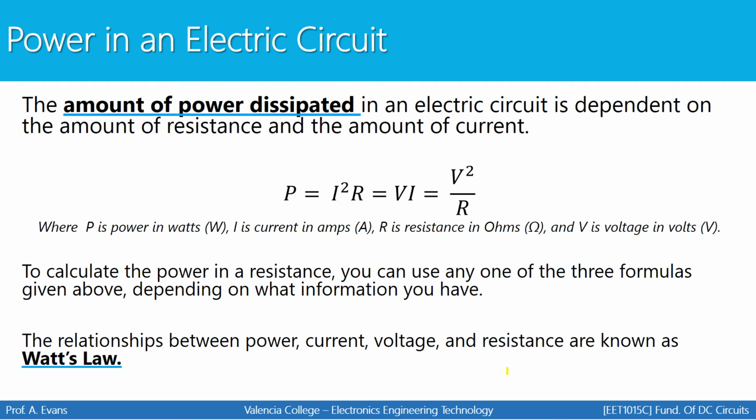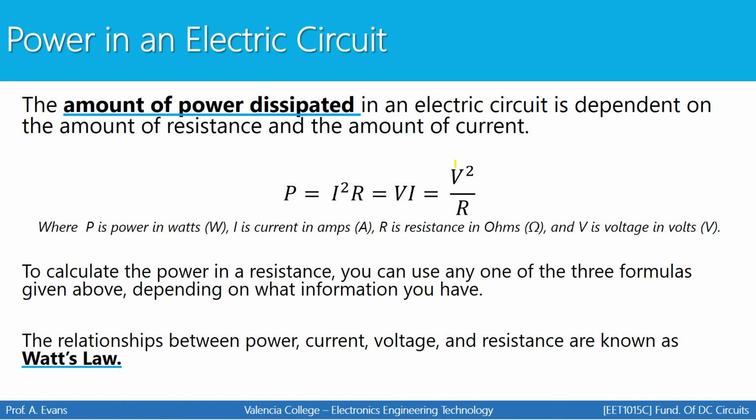Next, we're going to talk about the power in a circuit. The amount of power dissipated in an entire circuit is dependent on the amount of resistance in the circuit and the amount of current. We have some formulas here that we can use to determine the amount of power dissipated in a circuit. Power can be determined by taking your current squared times your resistance. It can also be calculated by taking voltage times current, or you can take the voltage squared divided by resistance. Any one of these formulas can be used to calculate power in a circuit.